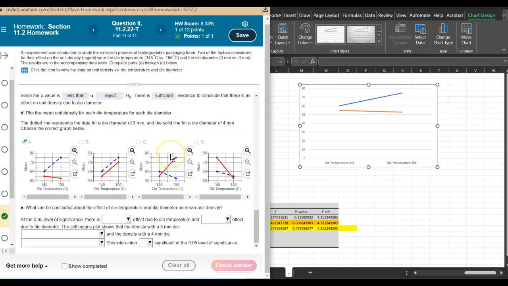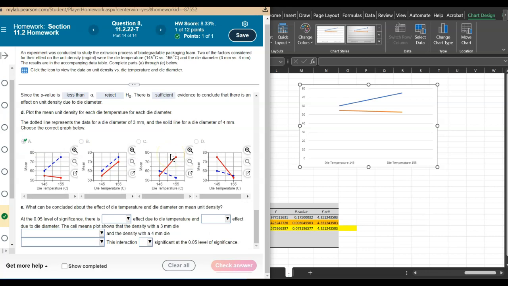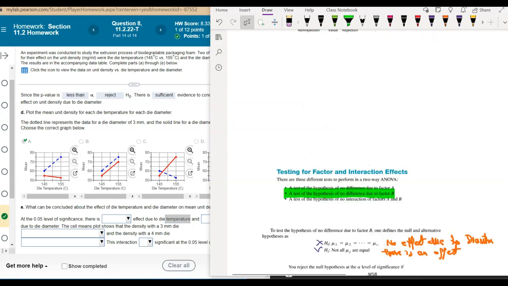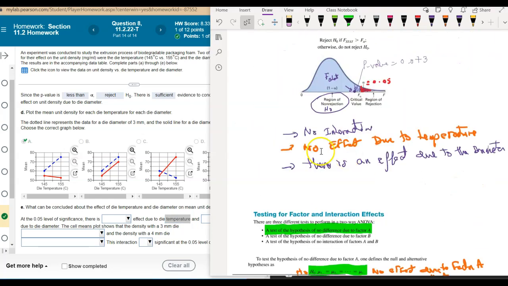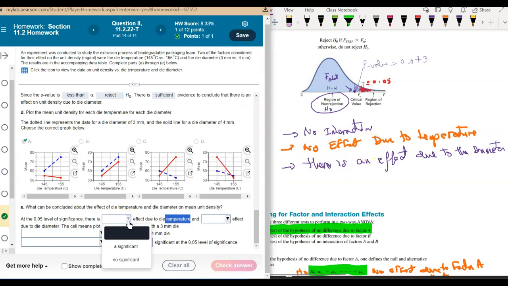So having this chart here, I think this is the best choice, and we can check it. We're good. All right, now we're gonna do a conclusion in general, right? So at the 0.05 level of significance, they are talking about temperature here, all right? So maybe you want to bring these statements. For the temperature, there is no effect. So what you're gonna say here, is it significant or not significant? Definitely not significant, no significant effect, all right? And then you're gonna go to the diameter, and we know there is an effect, right? So there is a significant effect.